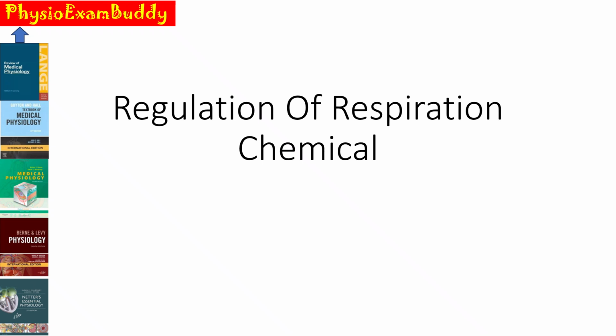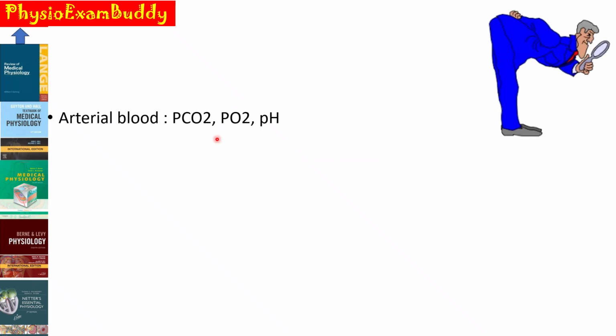This video is on the chemical regulation of the respiration. The chemical factors regulating the respiration are basically partial pressure of carbon dioxide, partial pressure of oxygen as well as the pH of the arterial blood.